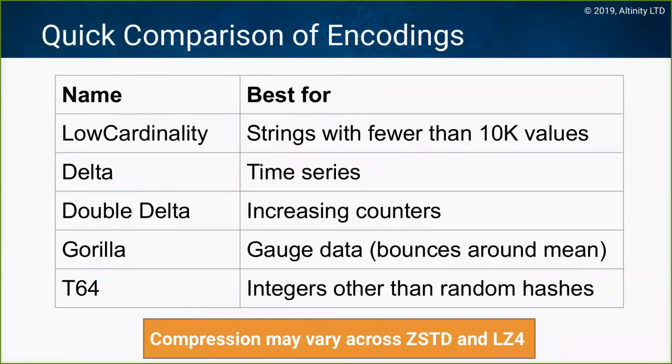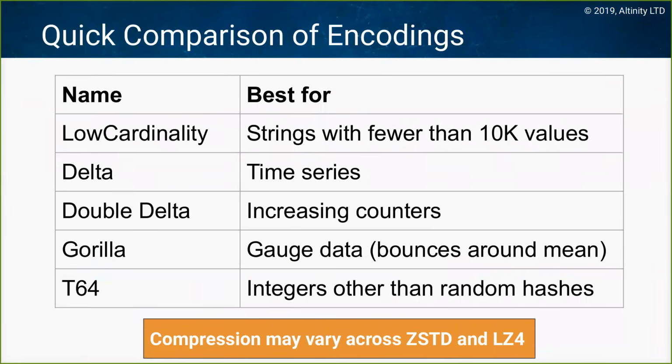So there's a bunch of encodings. I've listed 5 of them here. Low cardinality, which we talked about. It's called low cardinality for a reason. It works best when you have less than 10,000 unique values. So that's something to bear in mind.